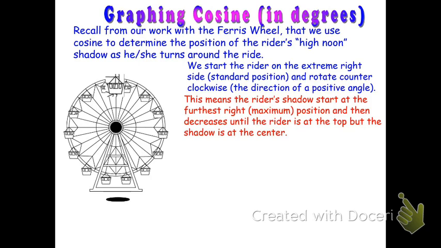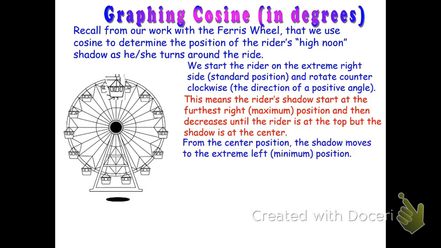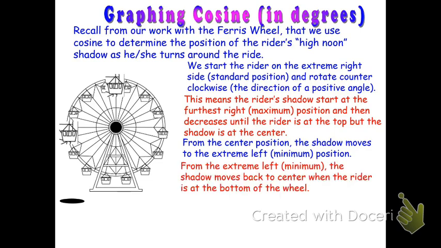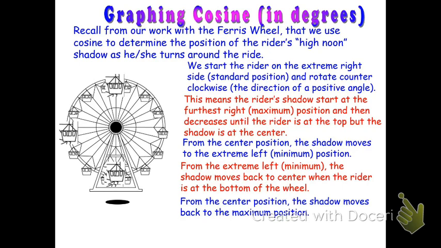From here, the rider rotates to the extreme left-hand side, and we're going to refer to this as the extreme minimum value. On a graph, typically the right-hand side is the positive values and the left side is the negative values. So when the rider's on the left-hand side, we'll say that's the minimum value that the cosine ever obtains. As the rider keeps rotating, they get back to the bottom, which means their shadow's back to being at the center. And then they rotate back to where they started from, which is the extreme right-hand side, or their maximum value for cosine.